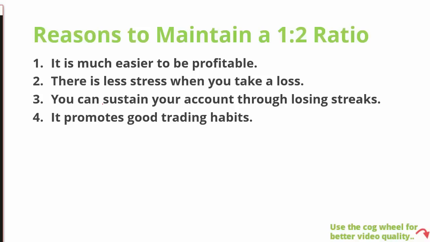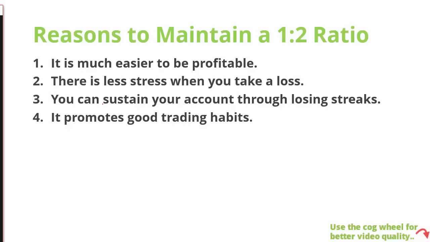So some of the reasons to maintain a risk reward ratio of 1 to 2, because before I used to do anywhere above 1, so my risk to reward ratio was 1 to 1 or higher, but now I'm doing 1 to 2 or higher. Reasons to maintain a 1 to 2 ratio, let's just say: one, it's much easier to be profitable. I'm going to explain why in a second. Two, there's less stress when you take a loss because losses won't matter as much anymore.